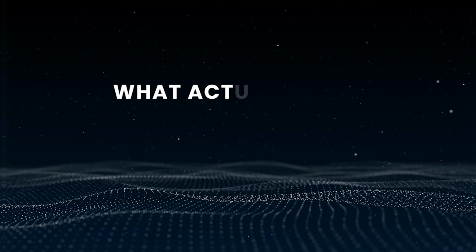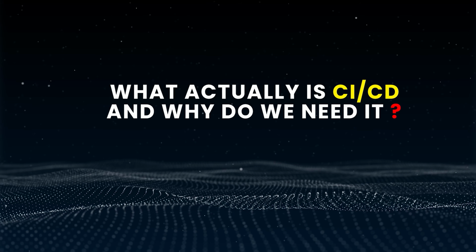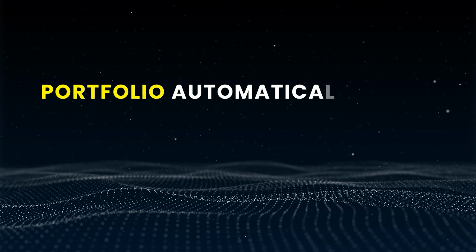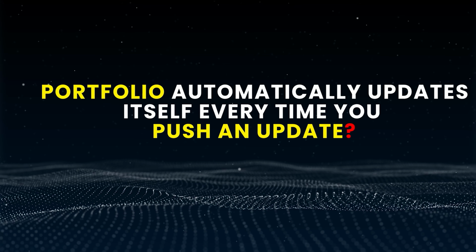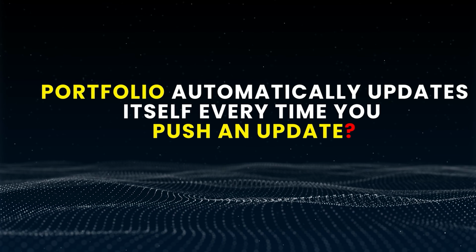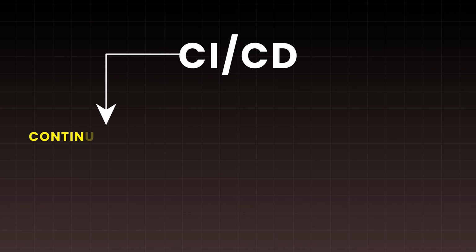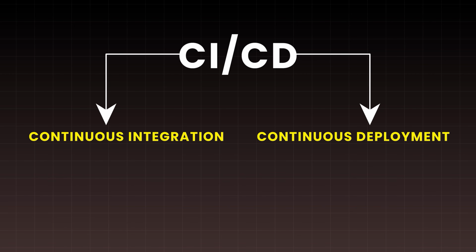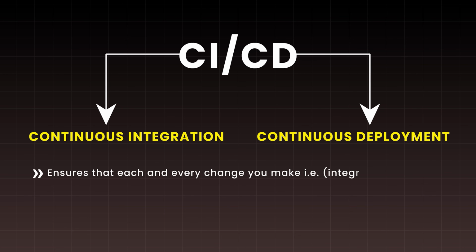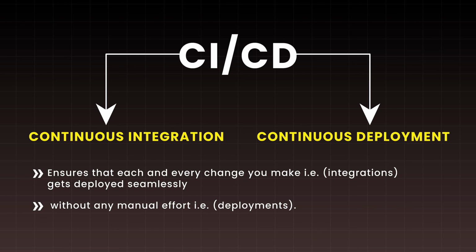Now you might be wondering what actually is CI/CD and why do we need it? For that, let's go back to the example we talked about: your portfolio that automatically updates itself every time you push any update or changes. That is only possible because of the CI/CD pipeline. CI/CD stands for Continuous Integration and Continuous Deployment. It ensures that each and every change you make in your portfolio, that is the integrations, gets deployed seamlessly without any manual effort. And that is exactly what CI/CD actually means.